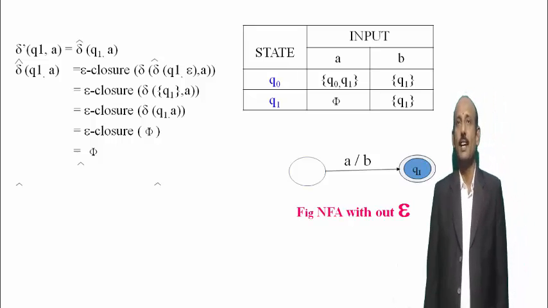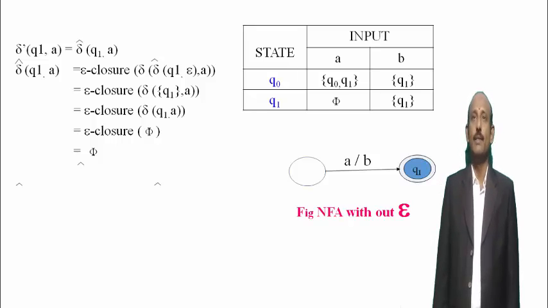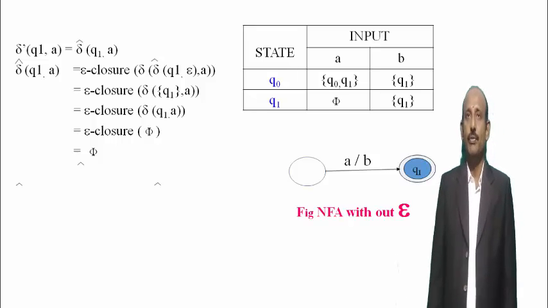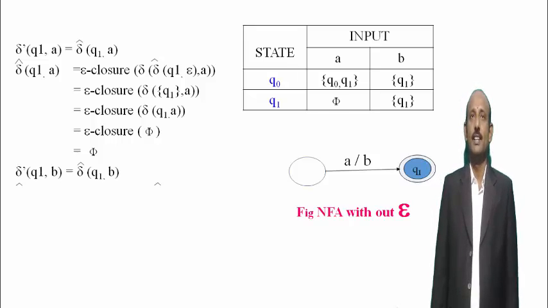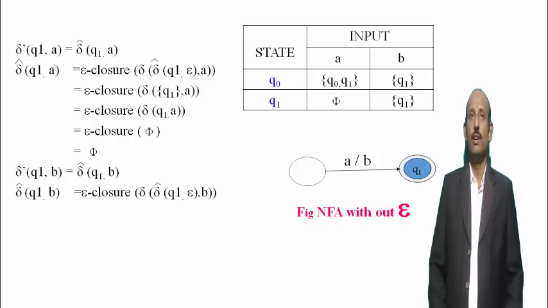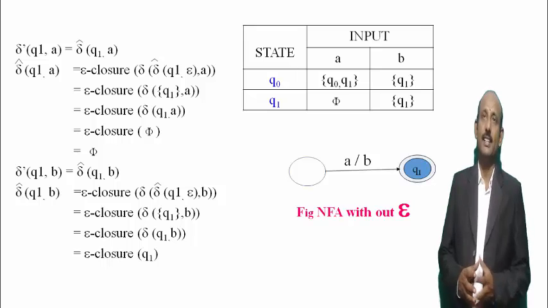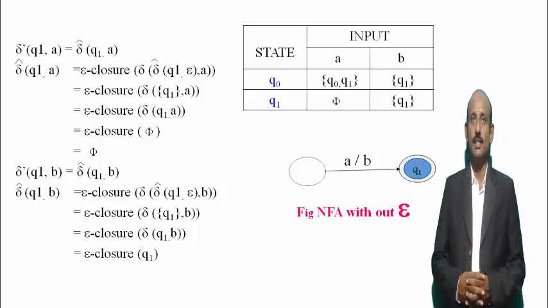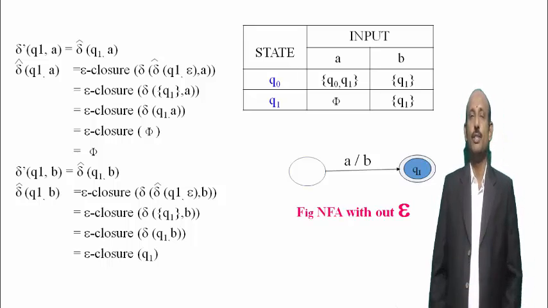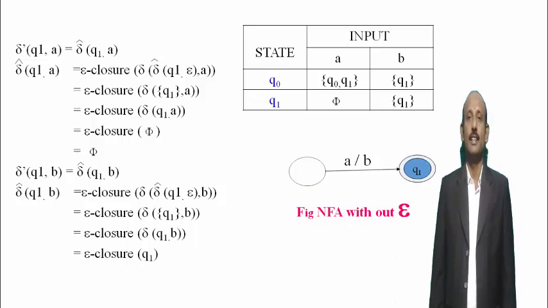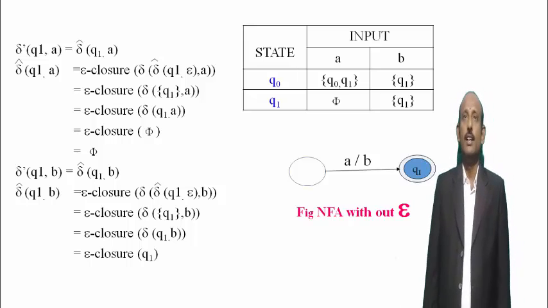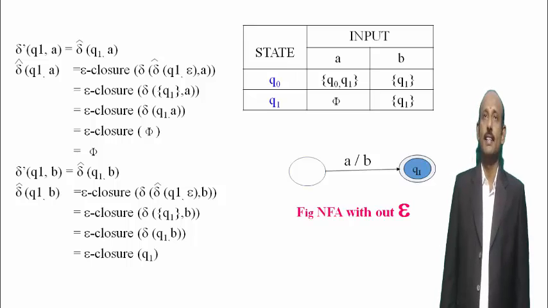So we see this diagram. In this diagram, there is an NFA without epsilon move for this state. Likewise, we can go for the calculation for constructing this NFA without epsilon. This is the method or procedure for constructing it.